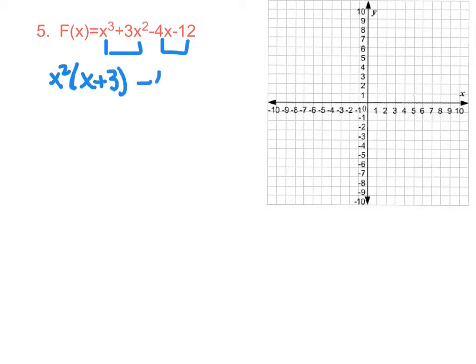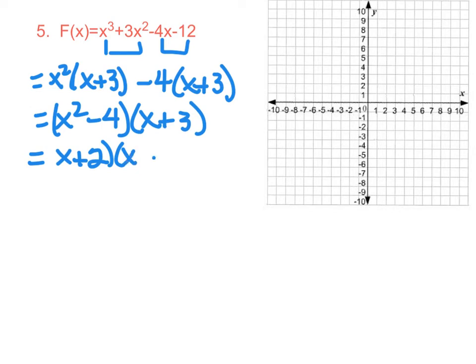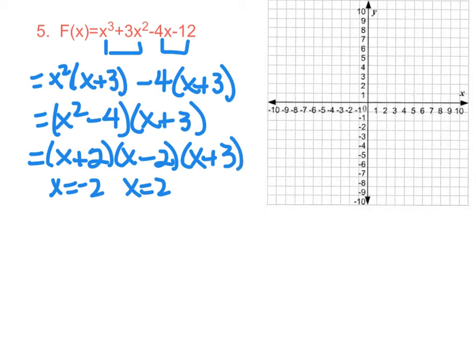I took out a -4 and I got x plus 3. And then I kept going and I got x squared minus 4, and I got x plus 3. Now remember, x squared minus 4 is the difference of two perfect squares. So that's x plus 2, x minus 2, and x plus 3. Okay, now your zeros are x equals negative 2, x equals positive 2, and x equals negative 3.